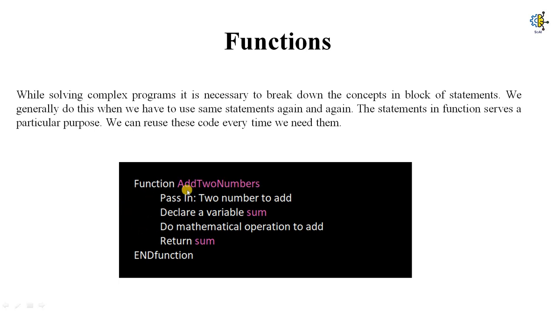Function add two numbers. We'll write the name of this function as add two numbers, and then pass in two numbers to add. Like if you want to add 2 and 3, then you will have to pass those numbers into this function. Next, declare a variable sum, where we'll store the addition of those two numbers. Next, we will do the mathematical operation to add, like 2 plus 3, and then we'll return sum, and we'll end this function with end function.